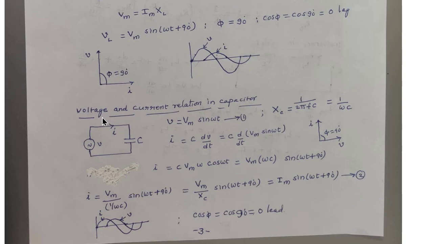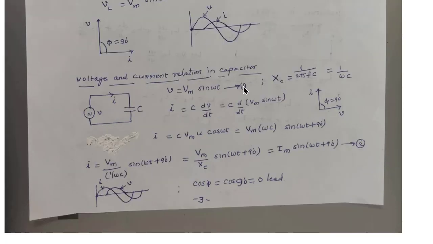So let us see the voltage and current relation in a capacitor. Let us say a capacitor is connected in series with an AC source like this. Then the current flowing in the circuit is small i. Let us say the voltage applied is nothing but Vm sin omega t. We say that is equation 1. And let us say the capacitive reactance, which is normally represented as Xc, is equal to 1 by omega C, or 1 by 2 pi fC.